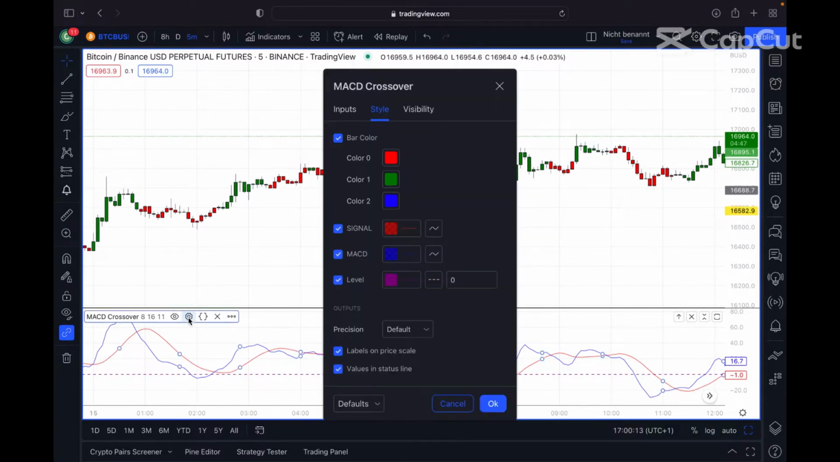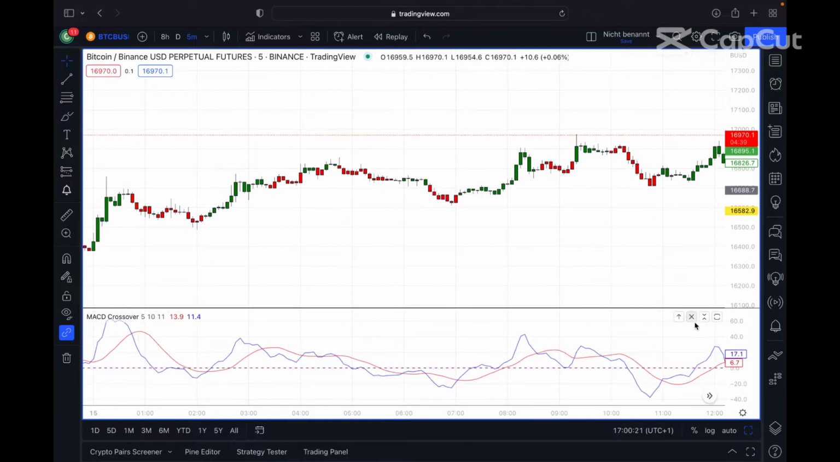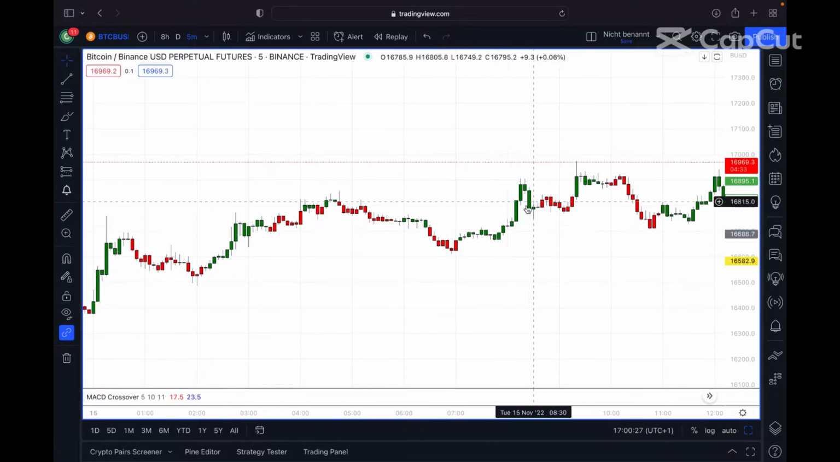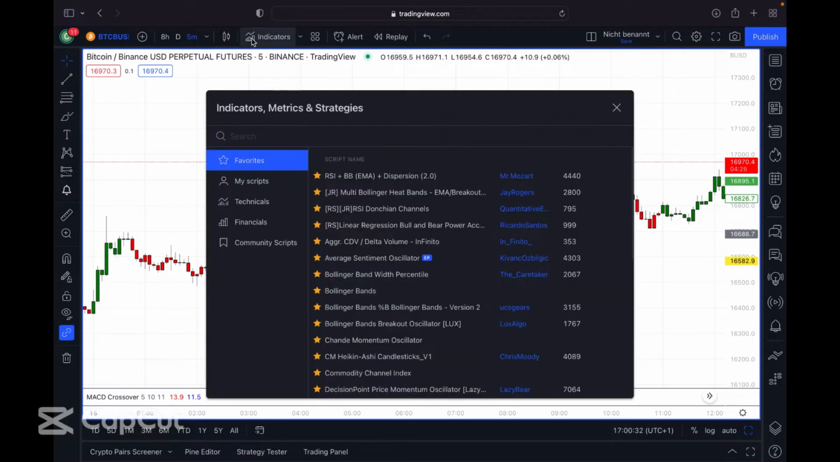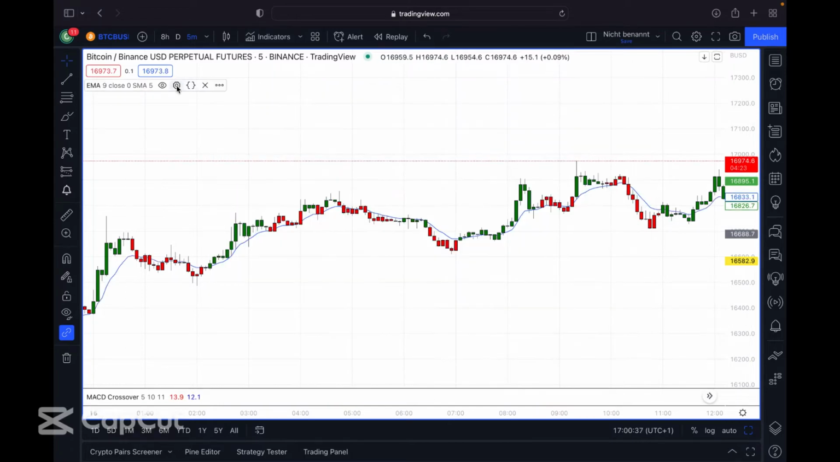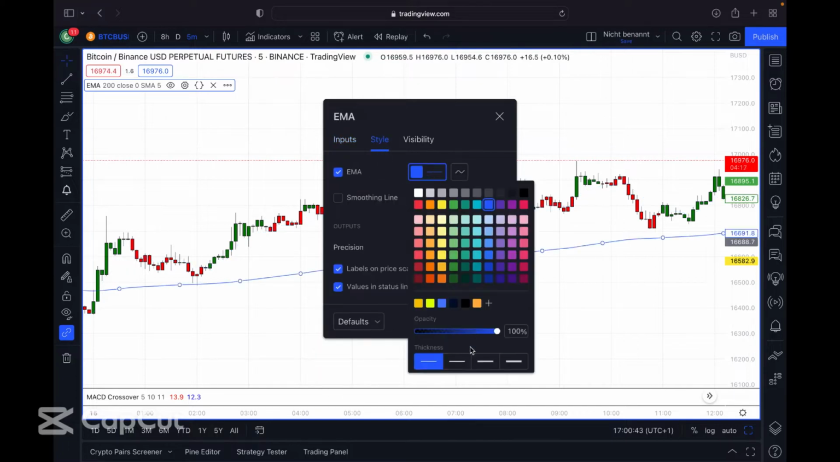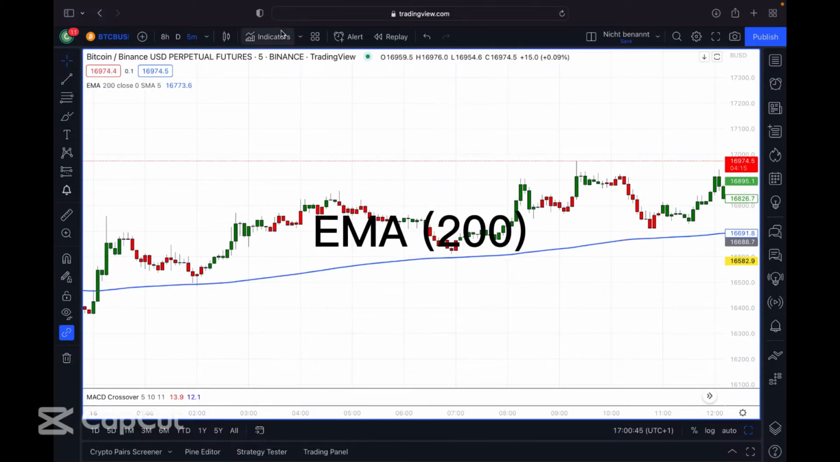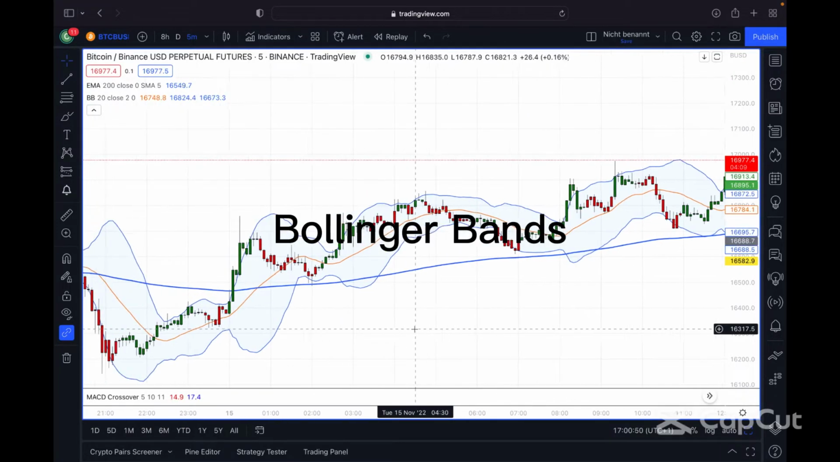For this we are going to change the fast length to 5 and the slow length to 10, and we can collapse this pane because we're only going to need the color of the MACD. The next indicator is the EMA, the exponential moving average. Here we are going to change the length to 200 and make the line a little bit thicker, and then we are going to use the Bollinger Band. So we have our setup.